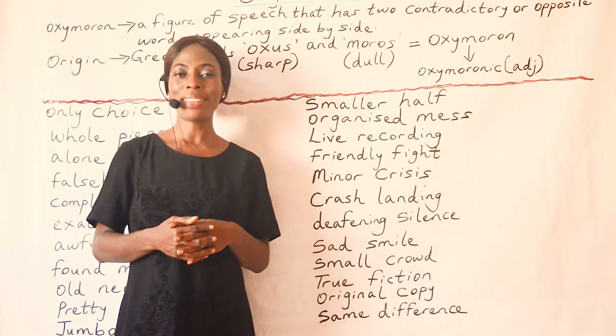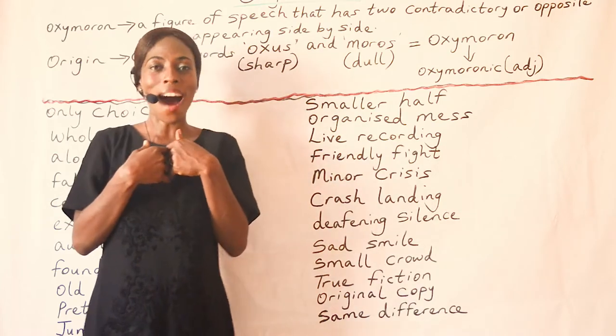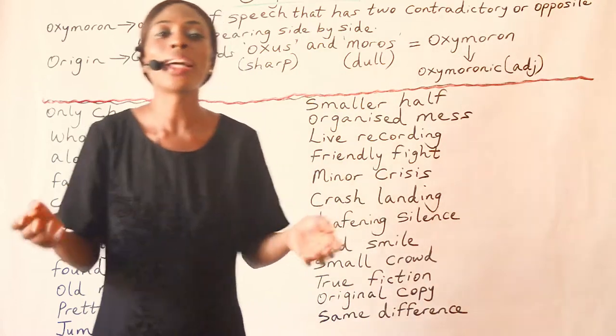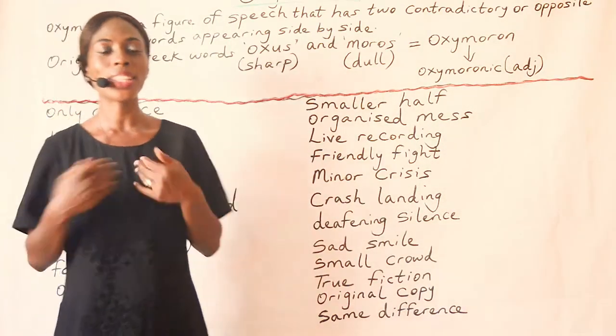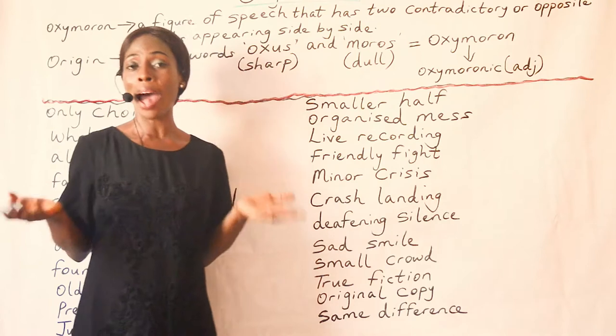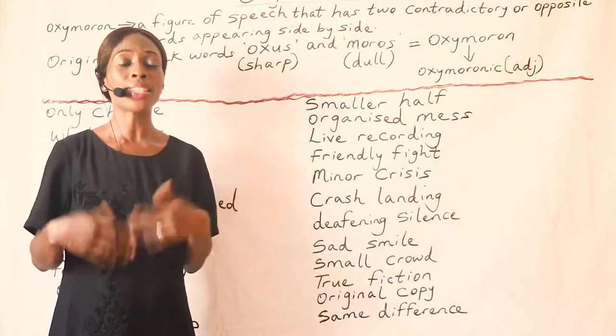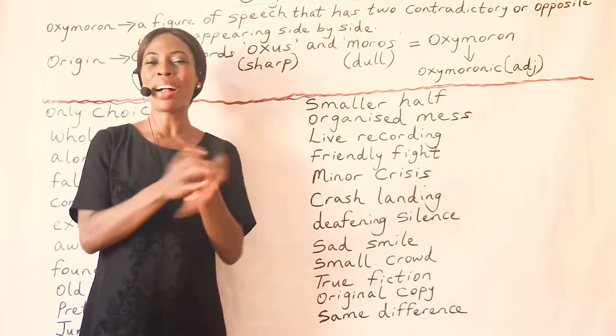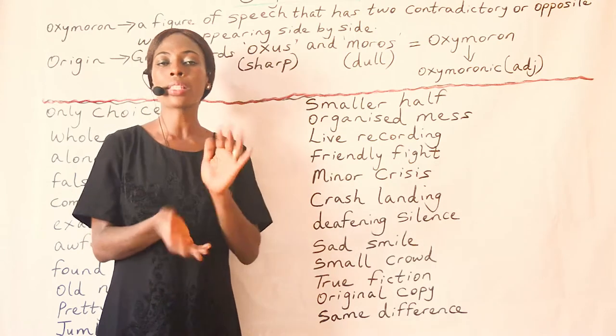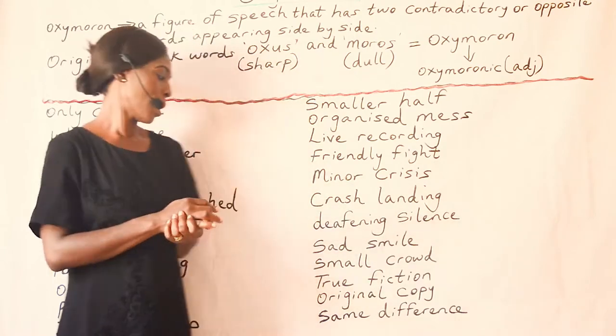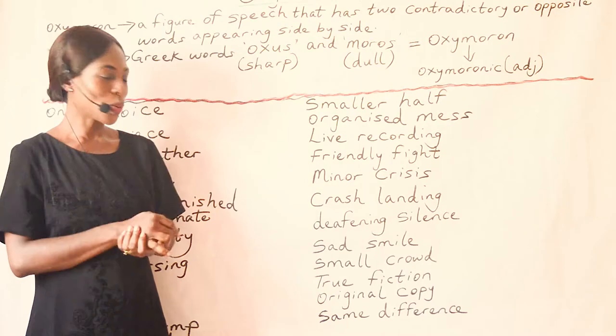Or could it be the smile is not from your heart? That's a sad smile. Yes, you had to force out the smile. It's not really from your heart because you're not happy, but you just had to laugh, or you just had to give a smile. So sad and smile coming together is oxymoronic. Okay, I hope you're having a good laugh.